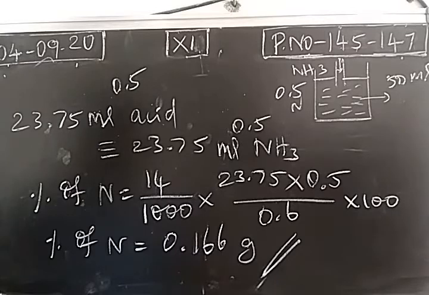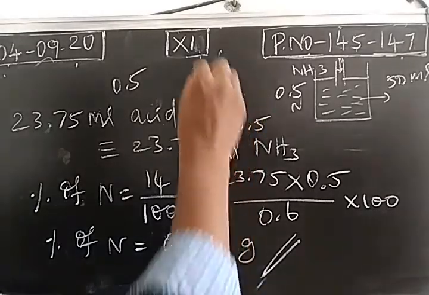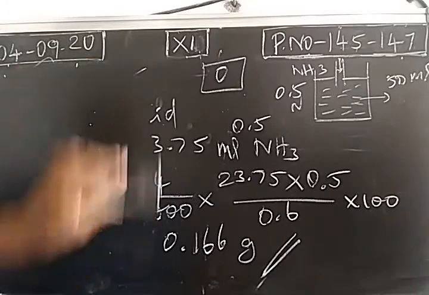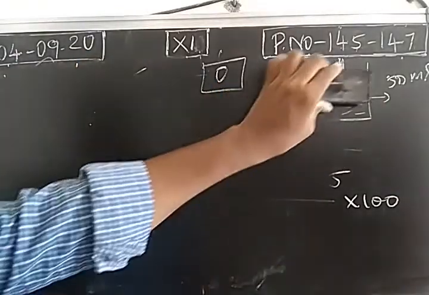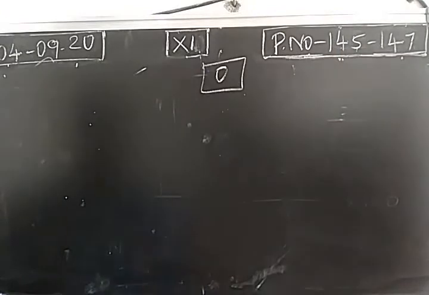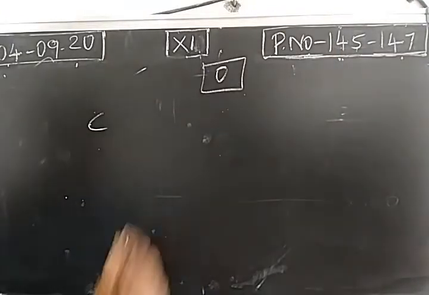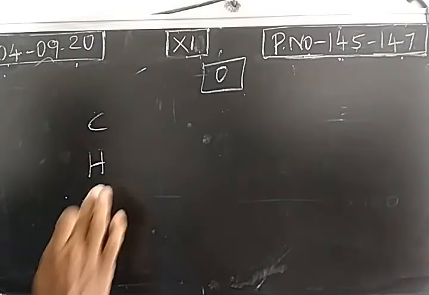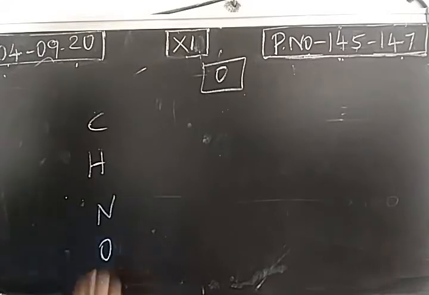So with this we have completed the estimation of all the elements: carbon, hydrogen, sulfur, halogens, phosphorus and nitrogen. The last one is oxygen. How to estimate the amount of oxygen? We don't have any direct method. The indirect method is to estimate it after estimating all the other elements in the organic compound. The organic compound has carbon, hydrogen, nitrogen and oxygen.